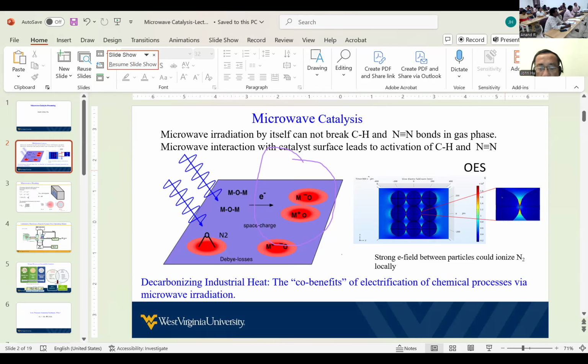Because once the argon plasma has started, argon is very easy to generate plasma under microwave. Then you flow nitrogen into it. Yeah, that's the way you generate plasma. But another scenario shown here is if you have the so-called microwave absorber or catalyst, you will see something like this, the plasma. It's called the localized plasma, or the so-called microplasma.